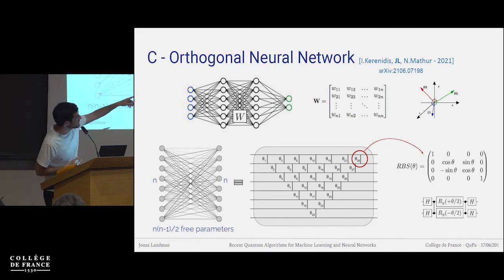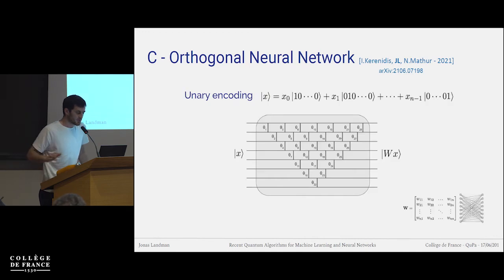And you can see that this orthogonal circuit has as well (n-1)/2 free parameters. So the difference between the previous algorithm that I showed you is that this one uses the unary encoding, meaning that if my input x has dimension d, it has to have d qubits. And what I claim is that at the end, given one matrix W, I can choose the angles such that the output state is the result of the matrix product with my orthogonal matrix W.